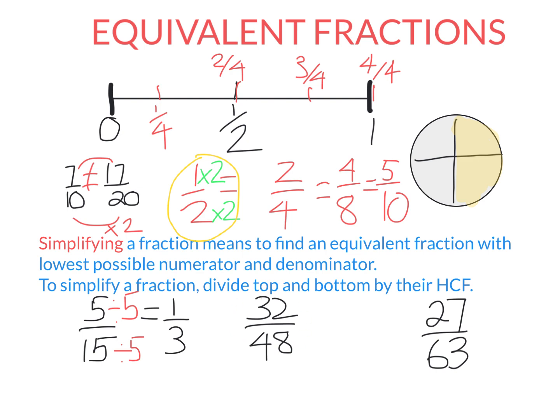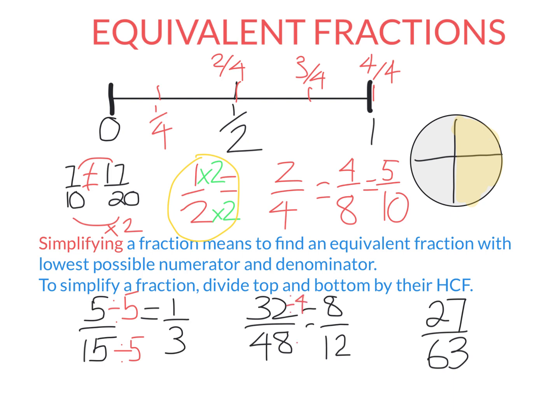So let's look at 32 over 48. That's not simplified. How do I know it's not simplified? Because 32 and 48 have a common factor. Now you need to divide top and bottom by their highest common factor. If you don't know what the highest common factor is, you can just simplify in steps. It turns out the highest common factor of 32 and 48 is 16. Now, if you didn't know that, you might say, okay, well, I know 32 and 48 are divisible by 4. So 32 divided by 4 is 8, and 48 divided by 4 is 12.